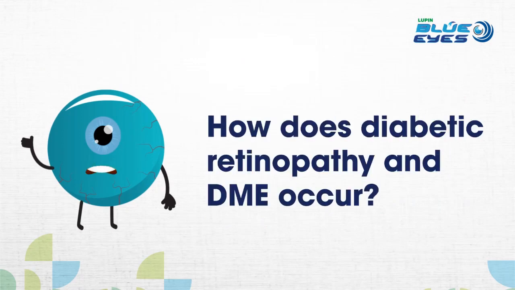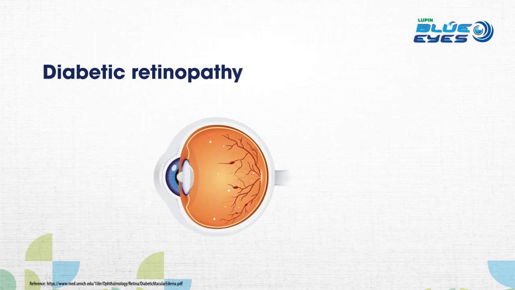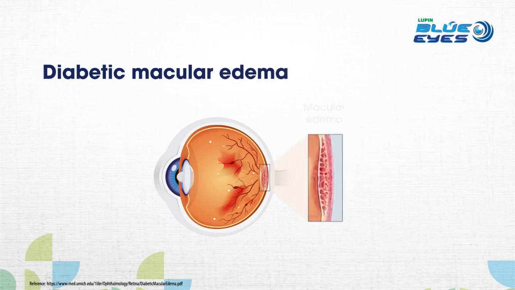How does diabetic retinopathy and DME occur? Prolonged diabetes can damage the tiny blood vessels in the retina, the light-sensitive layer of tissue in the back of your eye. This is known as diabetic retinopathy. These damaged blood vessels may leak blood or other fluid into the eye. This leaking fluid can cause the central part of the retina, called the macula, to swell, leading to macular edema. When the macula is swollen, it does not work properly. This may result in vision loss.